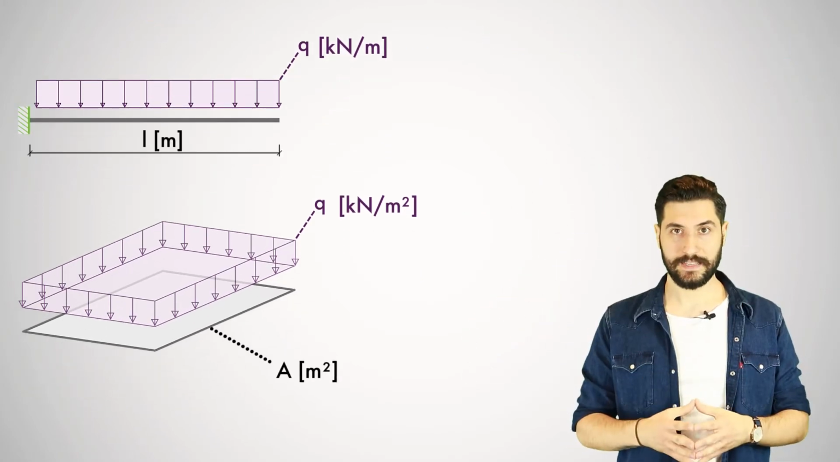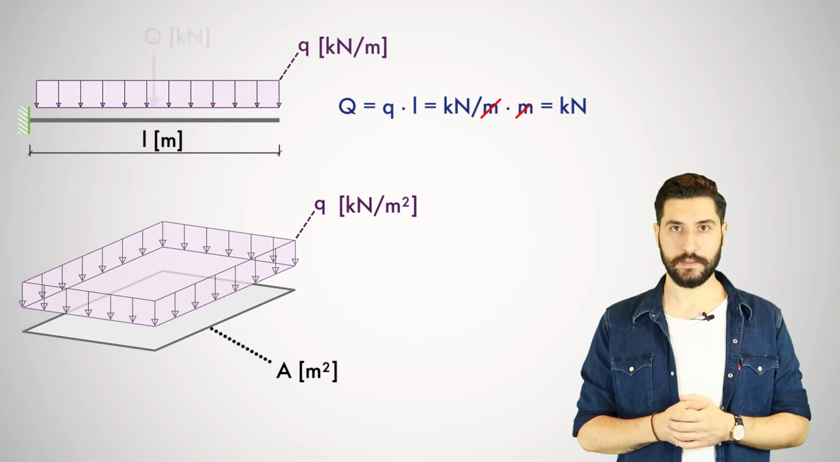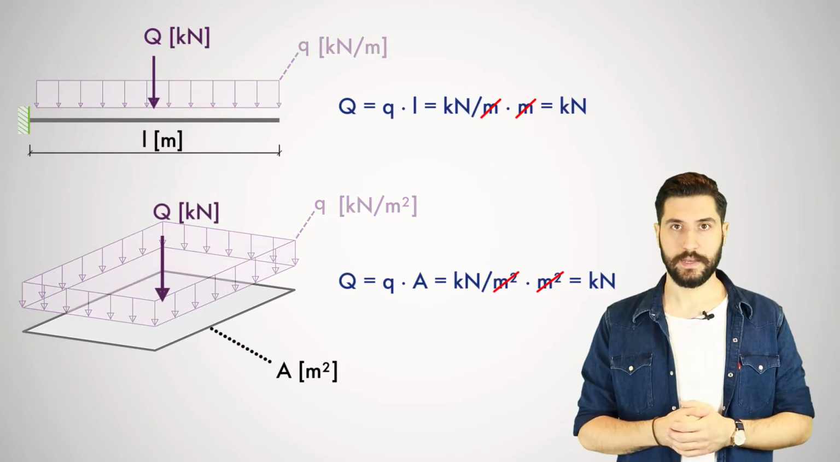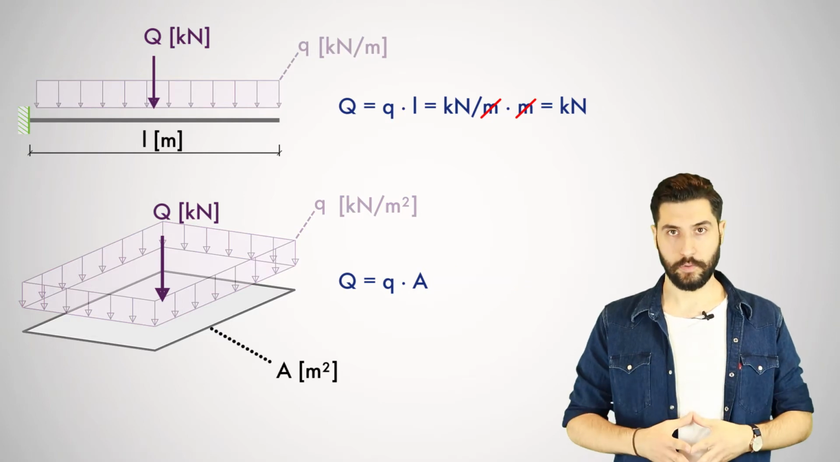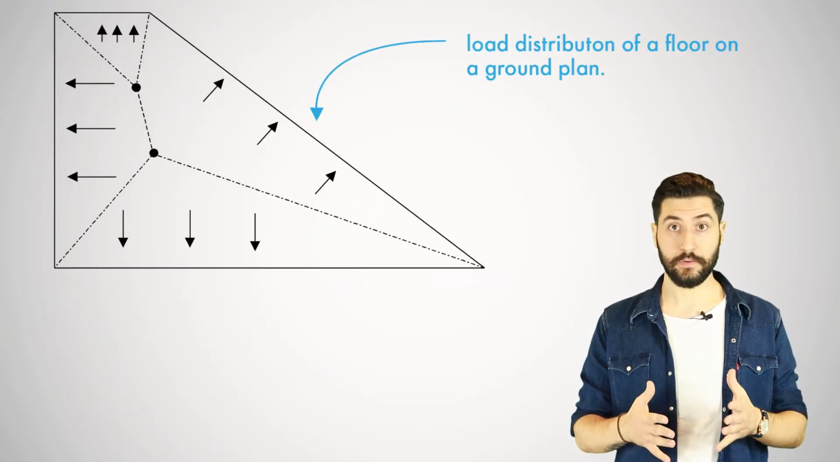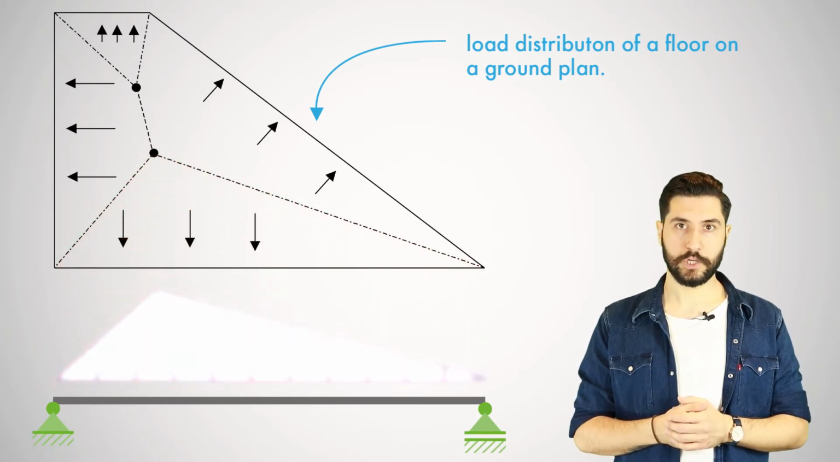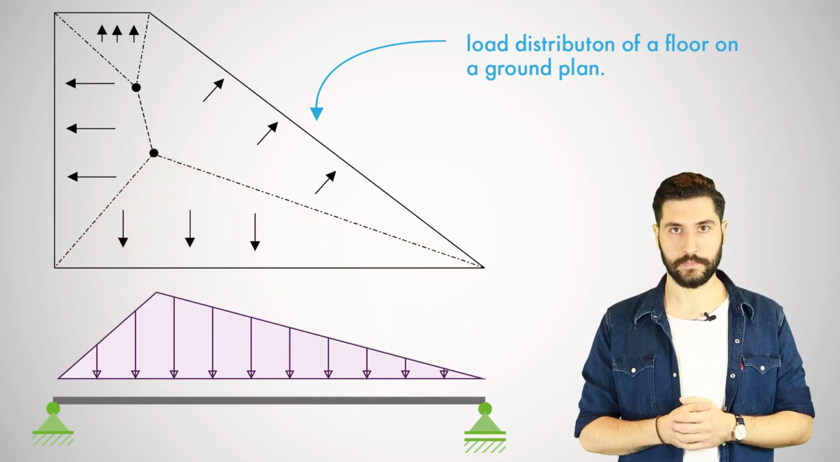You can find the resulting concentrated load from line loads and surface loads by multiplying it by the respective length or area. However, there are not only constant line or surface loads. Trapezoidal or triangular loads are also very common in structural design. For example, by the load distribution of a floor.